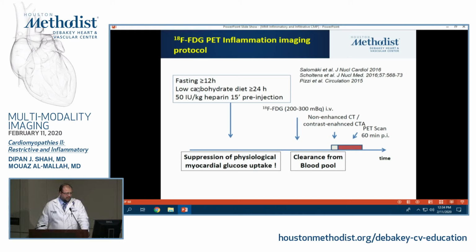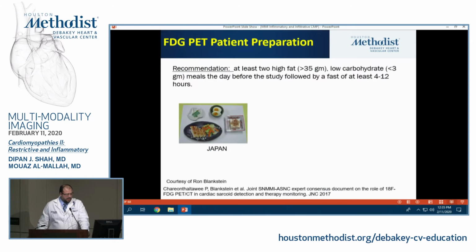So we follow this protocol in our practice where we tell them they need to be fasting for more than 12 hours. We want a zero carbohydrate diet for more than 24 hours. And when they come to us, we give them 50 units of heparin about 15 minutes prior to injection of our FDG. And then we go ahead and image them, hoping that if it is an inflammatory process, only the white blood cells will take up the FDG, and the myocardium will have enough free fatty acid to use instead. So at least the guidelines, if you look at it, this is what's recommended.